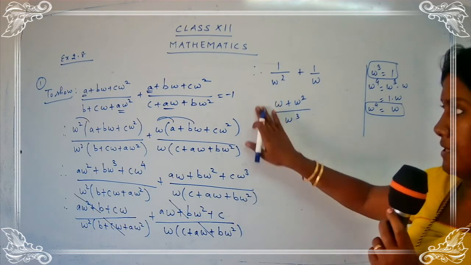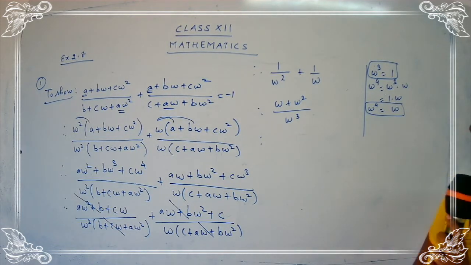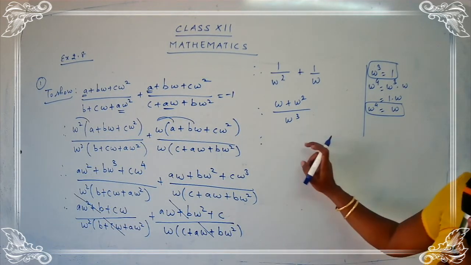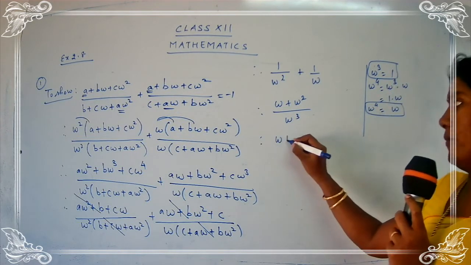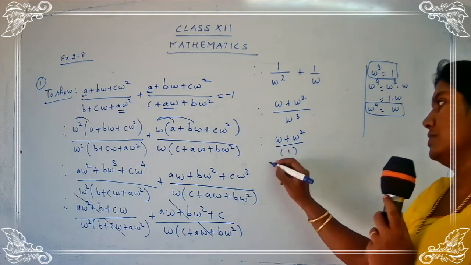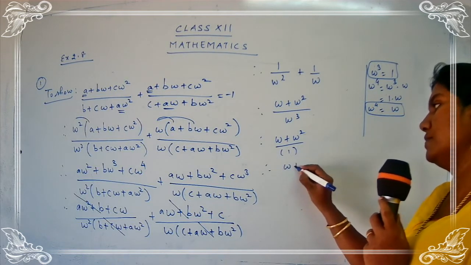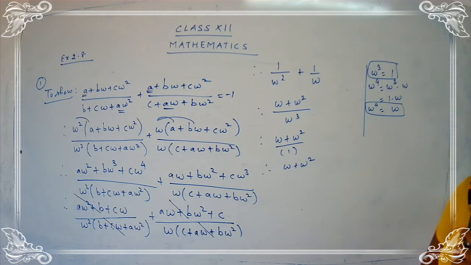We can just say this is equal to. Okay. So now omega plus omega square upon omega cube. I know the value for omega cube. What's the value for omega cube? It's 1. So I get omega plus omega square upon 1. So this is equal to omega plus omega square. But the thing is, I have to show that this is equal to minus 1.